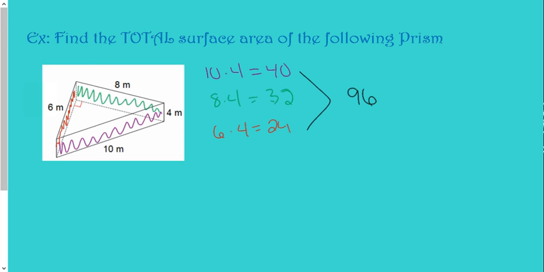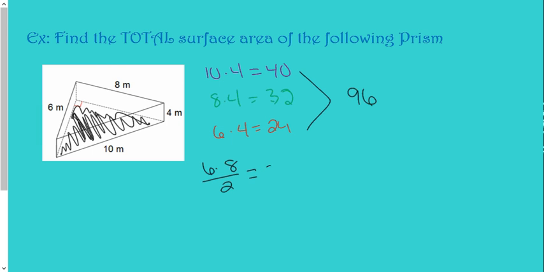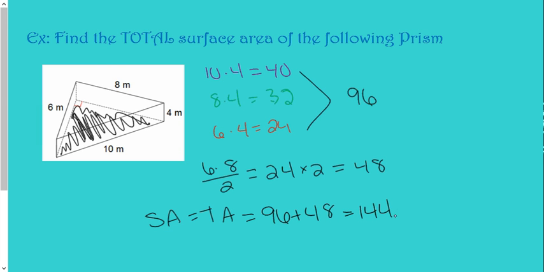So last but not least, now that I have all those sides, I'm going to find the area of my base, which is this whole triangle. And we found that earlier by taking 6 times 8 divided by 2, which gave us 24. And since I have 2 of them, I'm going to times this by 2 to get 48. So my total surface area, which is total area, is equal to 96 plus 48, which will give us the 144 meters squared that we got before.